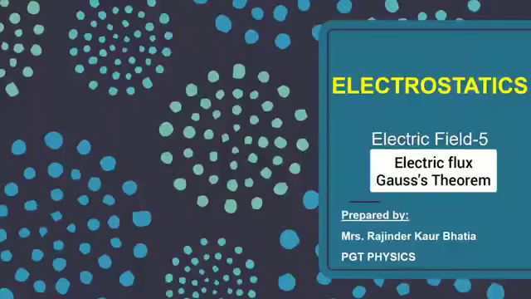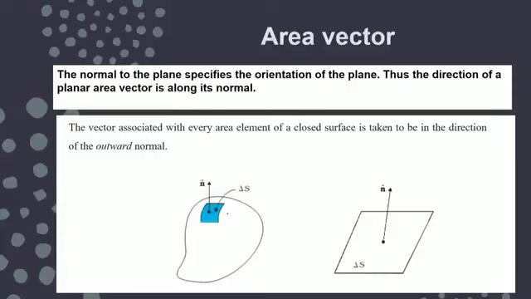Good morning, students. Today we are going to cover electric flux and Gauss theorem in detail. Let us start with area vector first. The only thing which you have to firstly understand is that whenever we are taking any area, then it has some magnitude as well as some direction.